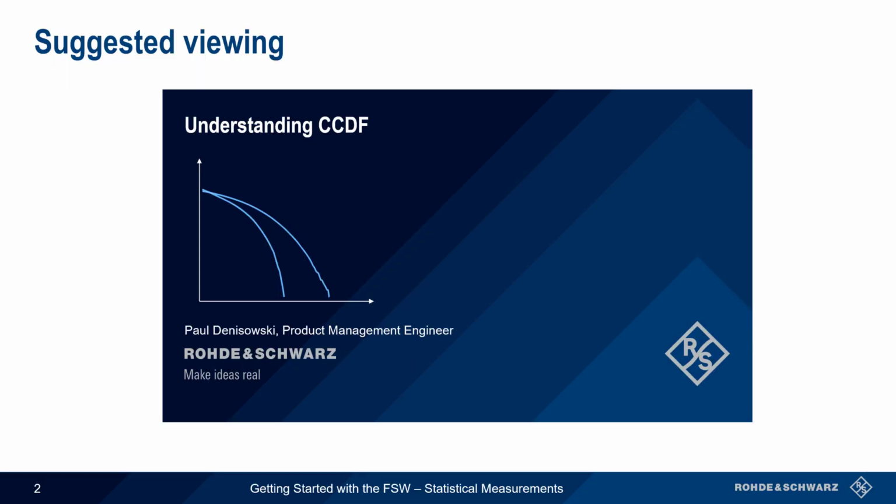CCDF, or the complementary cumulative distribution function, is one of the statistical measurements supported by the FSW. We'll provide a brief overview of CCDF in just a few moments, but please see the separate presentation, Understanding CCDF, if you'd like a more in-depth introduction to this topic.